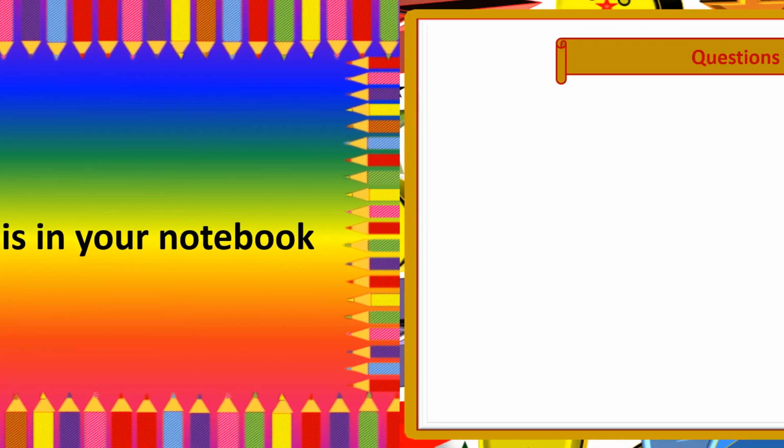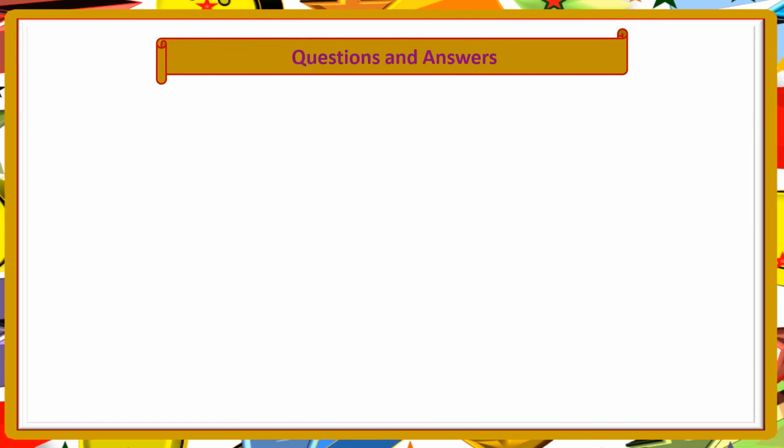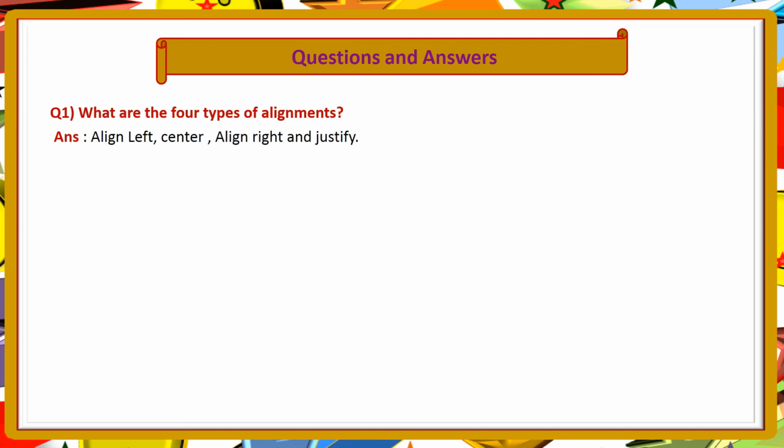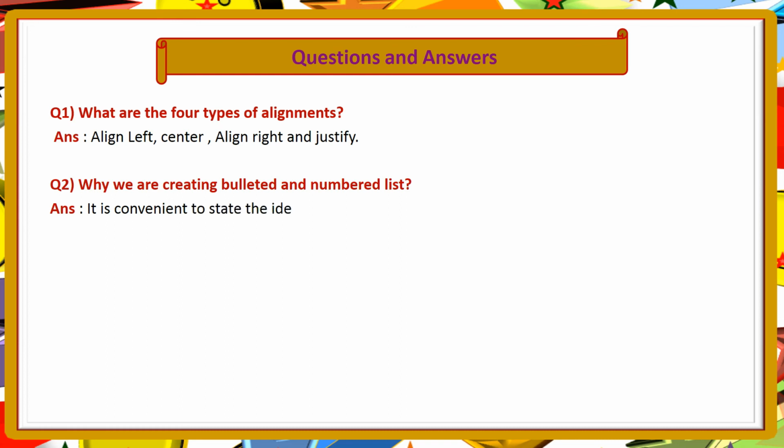Now let us write this in your notebook. Questions and answers. Question number 1. What are the 4 types of alignments? Answer: align left, center, align right, and justify. Question number 2. Why are we creating bulleted and numbered lists? Answer: it is convenient to state the ideas point by point.